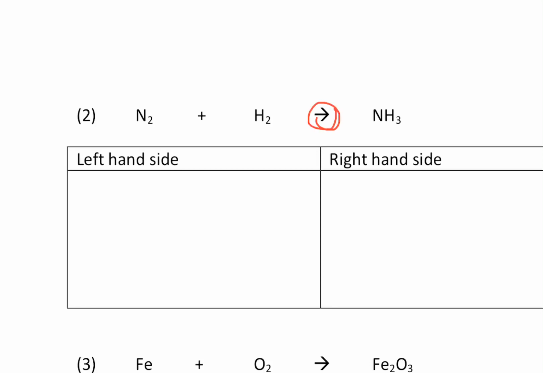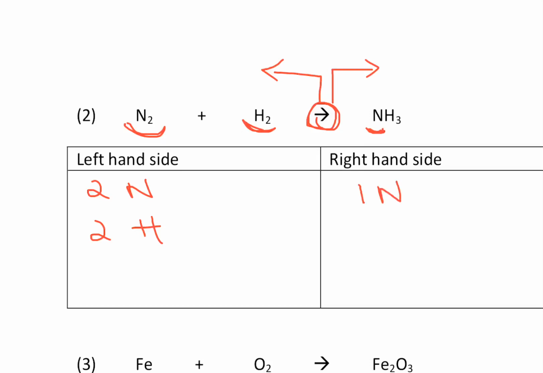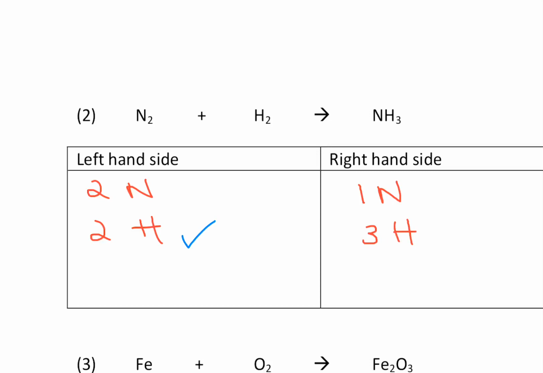Again, I'm going to use the arrow as the guide for the side. So this is the left-hand side and this is the right-hand side. Let's count. 2 nitrogen, 2 hydrogen, and this is ammonia, 1 nitrogen and 3 hydrogen. So I have counted. Now I will need to start balancing. You may start with any atom. You might start with the hydrogen or you might start with the nitrogen. I'll start with the nitrogen and then we'll see how it happens when we start with the hydrogen.